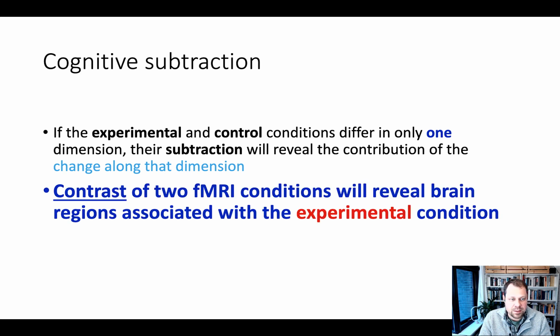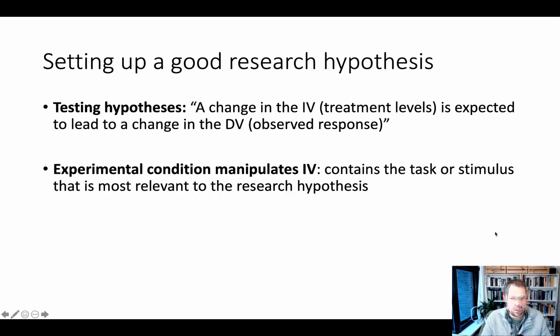And we can apply this principle of cognitive subtraction to fMRI if we have two conditions and we contrast them to each other. Then we will find activation in regions that respond specifically to the experimental condition, with all the effects of the control condition on the brain being removed from the activations that we will see. So we work with contrasts. fMRI is in principle a relative experimental approach because there's no perfect baseline in fMRI.